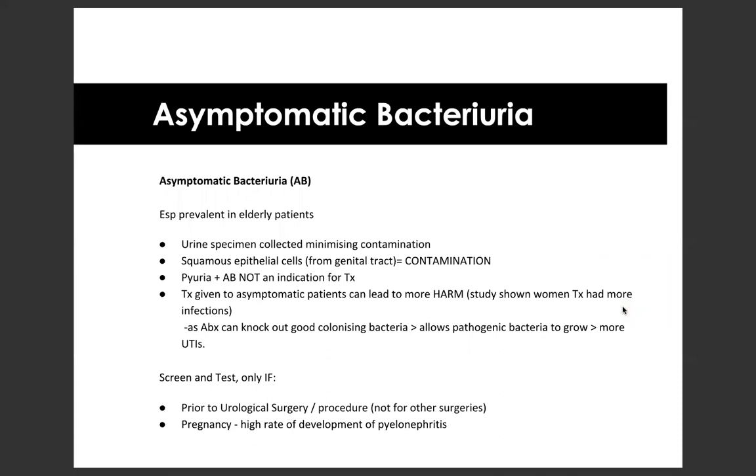Another thing to keep in mind is asymptomatic bacteriuria. This is very prevalent in elderly patients. So it's important to know that just because someone grows bacteria in the urine or has pyuria, it's not an indication for treatment. You typically only treat a UTI if they're symptomatic, so if they've got dysuria or polyuria or something. But there are two circumstances where you would treat even if they had no symptoms. That's prior to urological surgery or if they're pregnant.